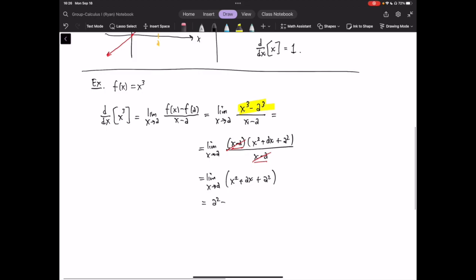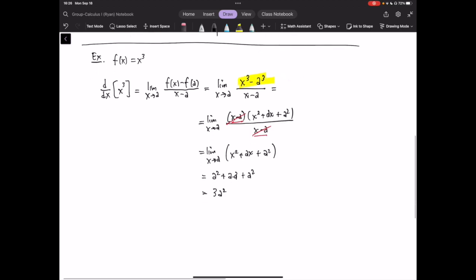This then becomes a squared plus a times a plus a squared. And this is, remember, a times a is just a squared again. So this is 1, 2, 3 copies of a squared. Okay, so actually what we found here, we got an a in our answer.